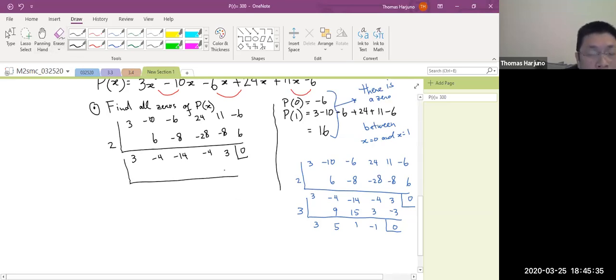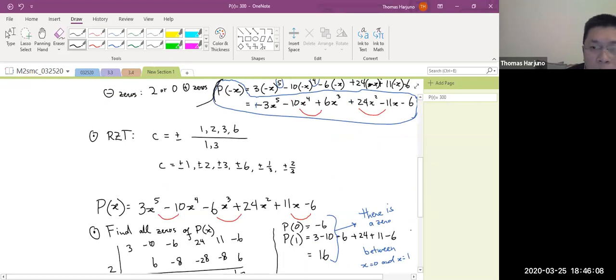I can only continue this way if the remainder is 0. If not, then it's not a zero, and I cannot continue from there. 3, this is 9, this is 5, this is 15, this is 1, this is 3, 1, negative 3, 0. So I already have 2 zeros right now. In fact, 2 positive zeros.